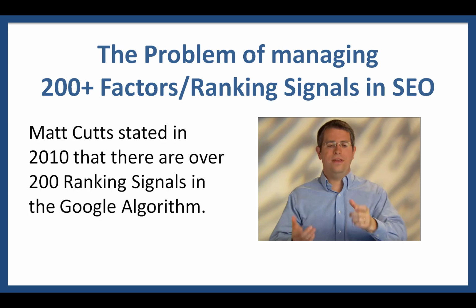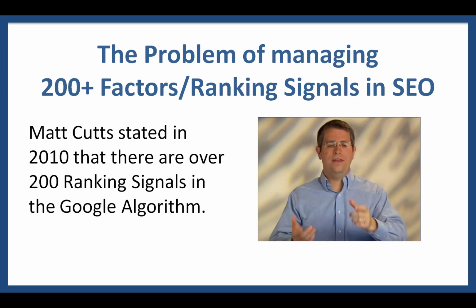So currently in the field of SEO, there's a great deal of problem with structuring the project management of SEO projects. Matt Cutts famously stated in 2010 that there are over 200 ranking signals in the Google algorithm. And how does one manage such a huge number of factors and keep up with all of that? There really has to be an easier way.